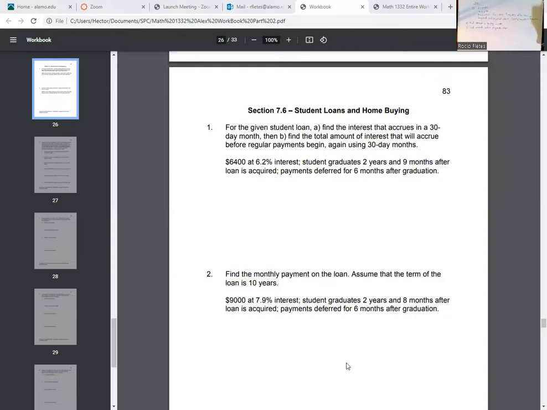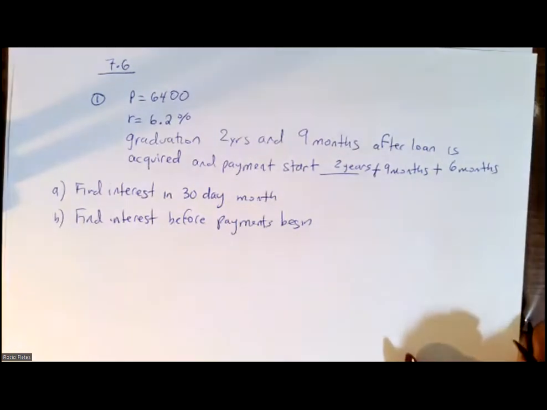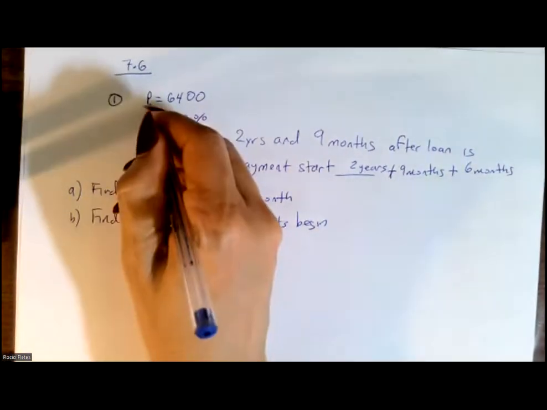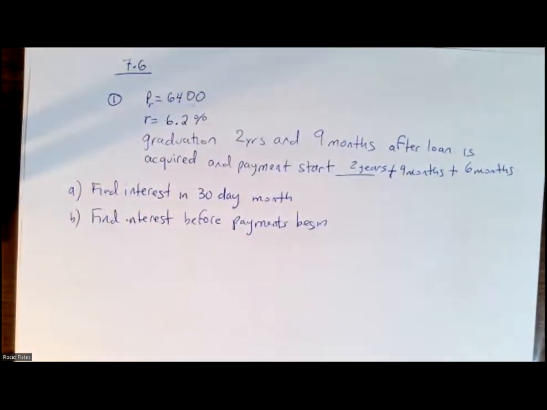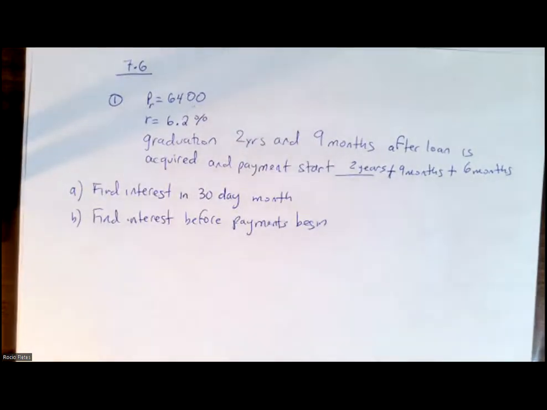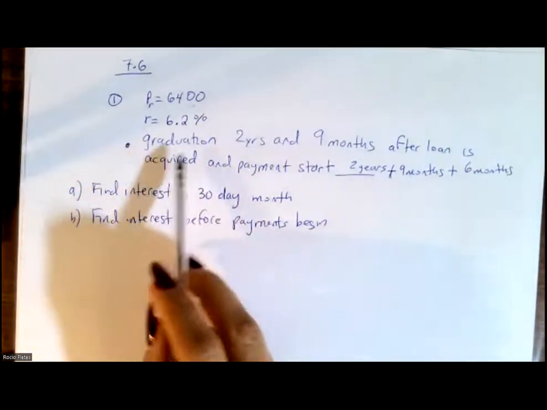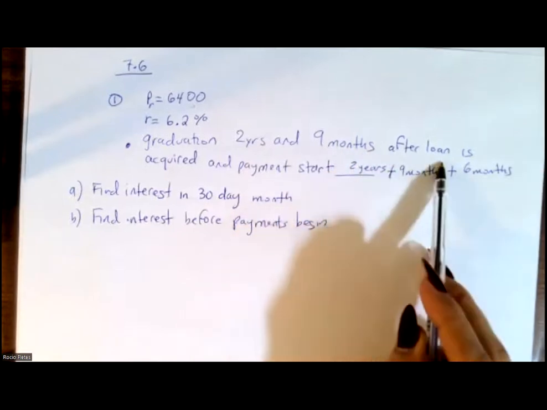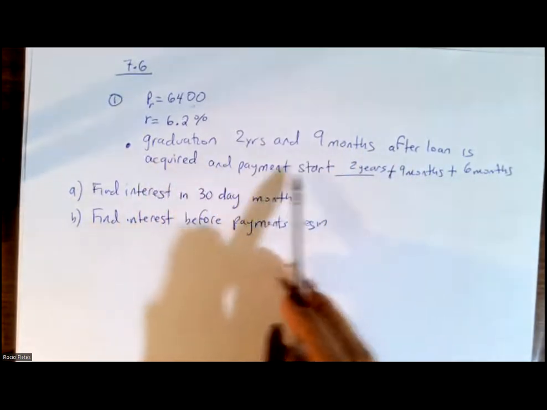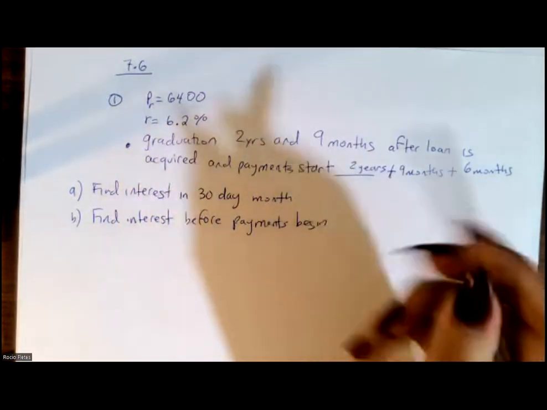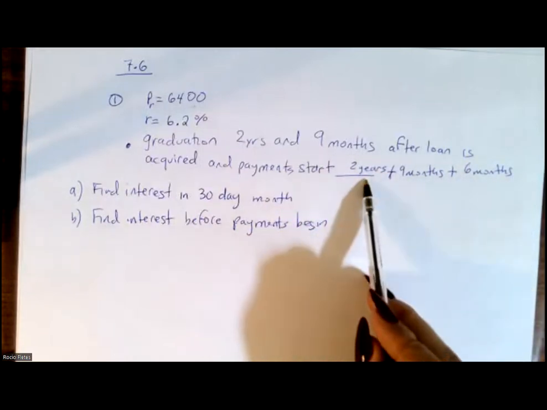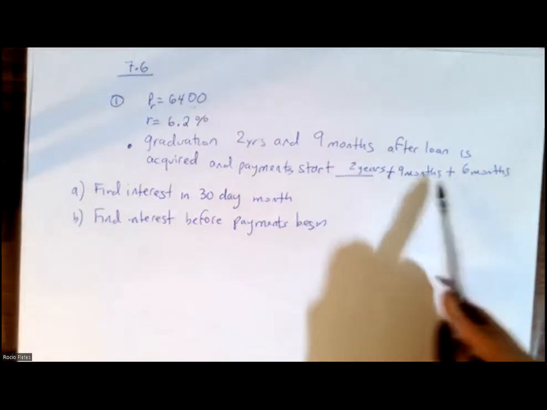So let me stop sharing here. I just wrote down the information here. We have a principal of $6,400, a rate of 6.2%. We know that graduation is 2 years and 9 months after the loan is acquired, and payments start 6 months after that. So I have 2 years plus 9 months plus 6 months.